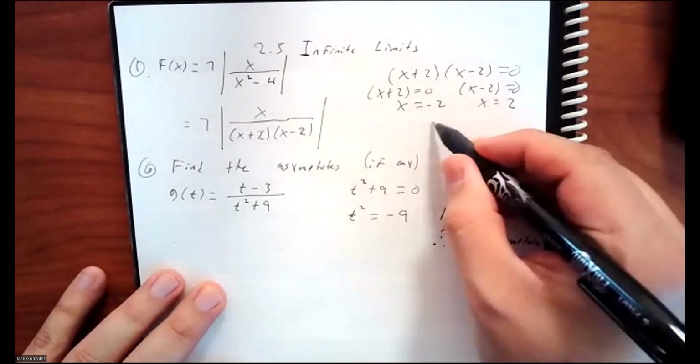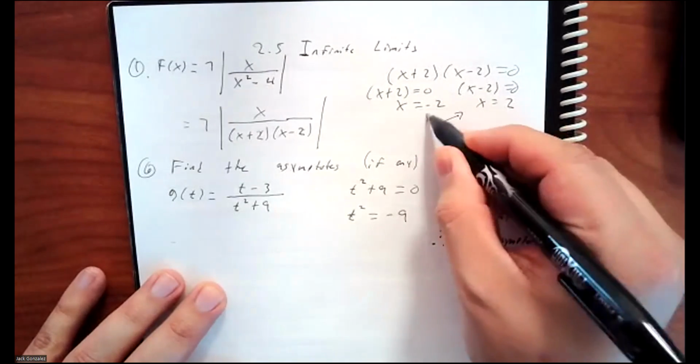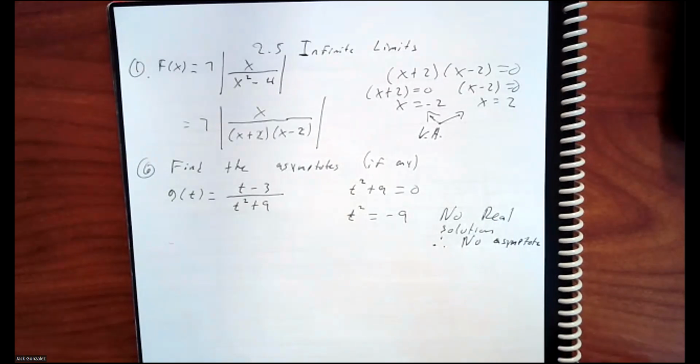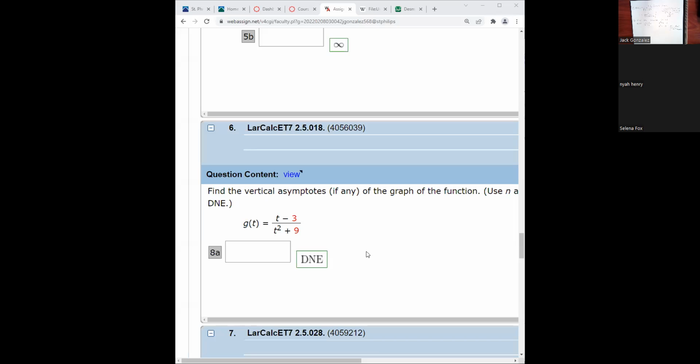So these would be vertical asymptotes. But anyway, they're not, so who cares? Okay. Is it clear how you find vertical asymptotes? Do you see why there isn't any on 6?